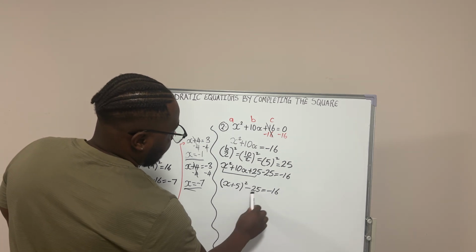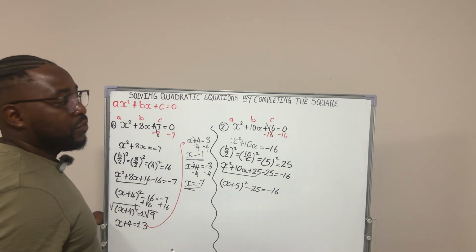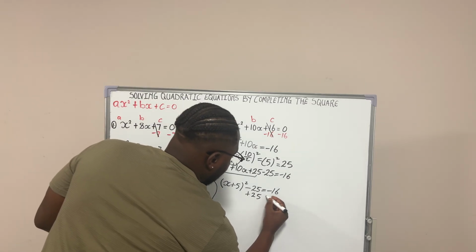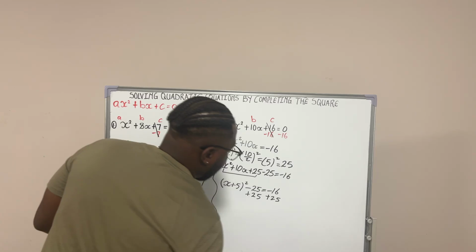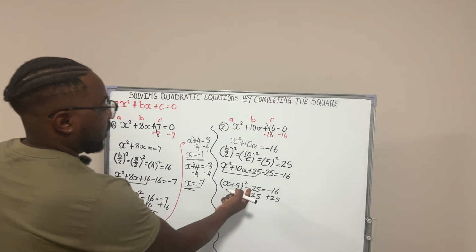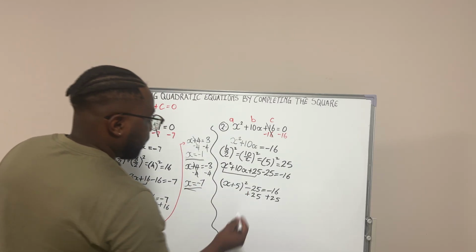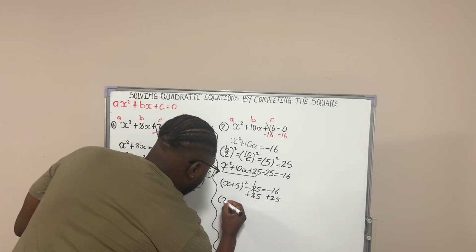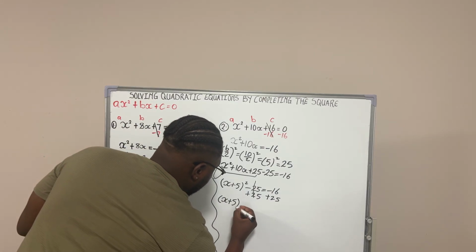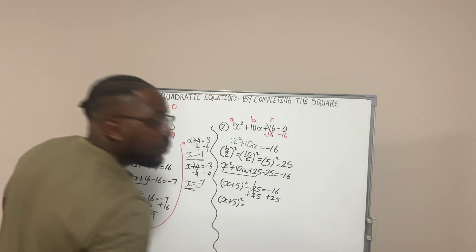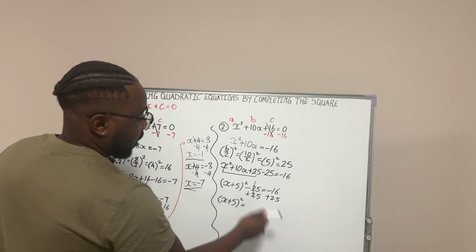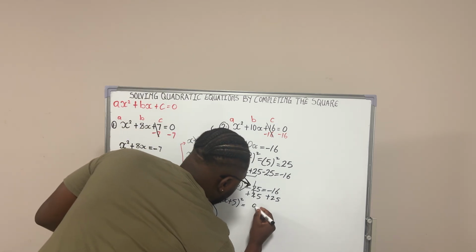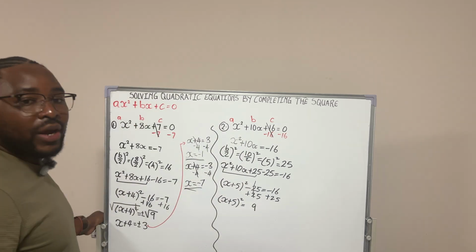Yes, we have these two like terms here. So we can group them, right? We just add a 25 and add a 25 as well on the other side of the equation. Negative 25 and positive 25 cancel out. Then we shall be left with (x + 5)² equal to negative 16 plus 25. What's that? That's just positive 9, all right?